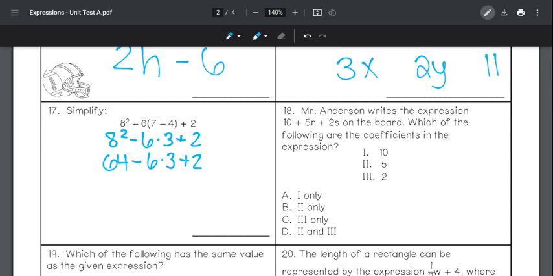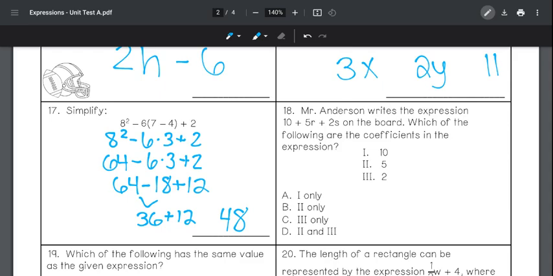Multiplication is next. 6 times 3 is 18. So 64 minus 18 plus 12. Then you have to solve 64 minus 18, which is 36. And then 36 plus 12 gives us our final answer of 48.